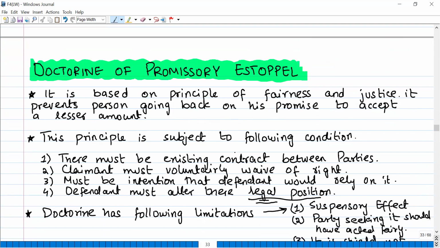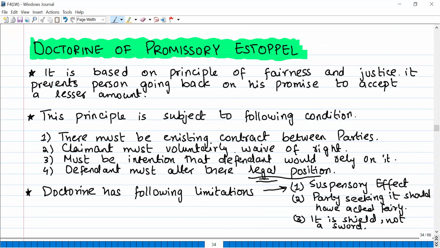Okay, but this principle is subject to the following conditions. The first condition is there must be an existing contract between the parties. So there was a contract between the owner and A. Claimant must voluntarily waive a right. The claimant, who was the owner, voluntarily, means without any force. They agree on their own. No one was forcing them. So the owner voluntarily agreed that okay, I will reduce the rent by half.